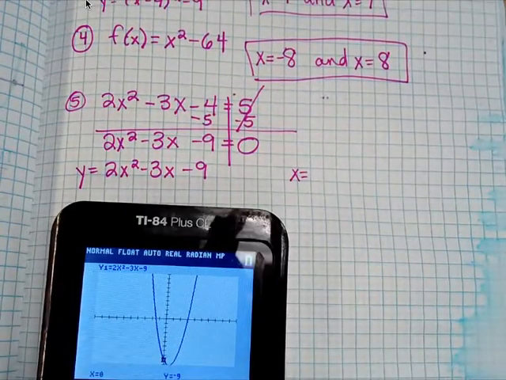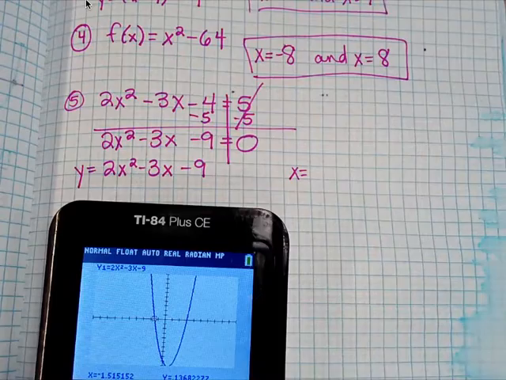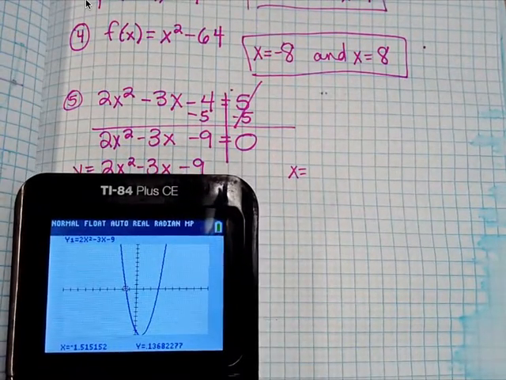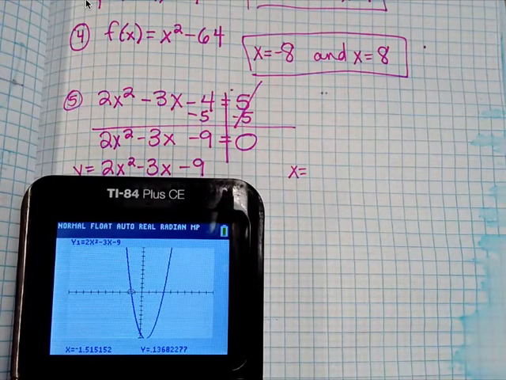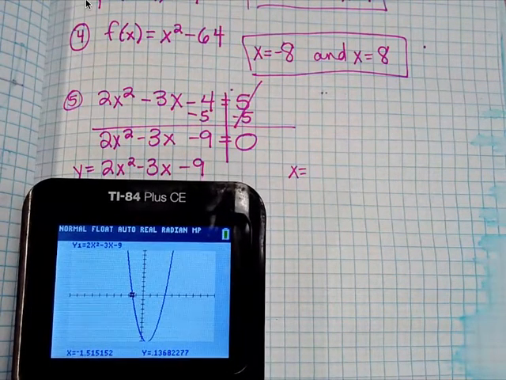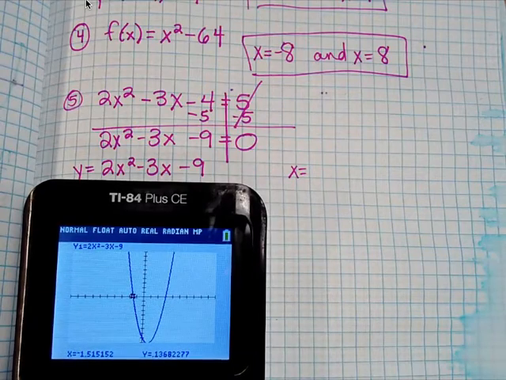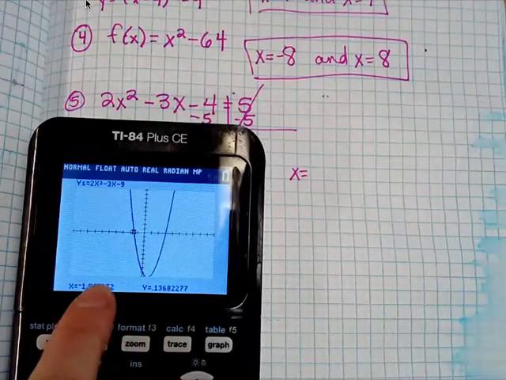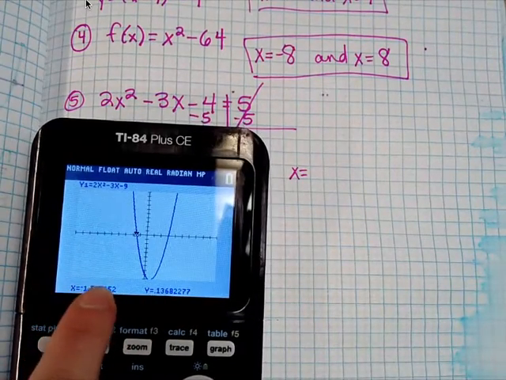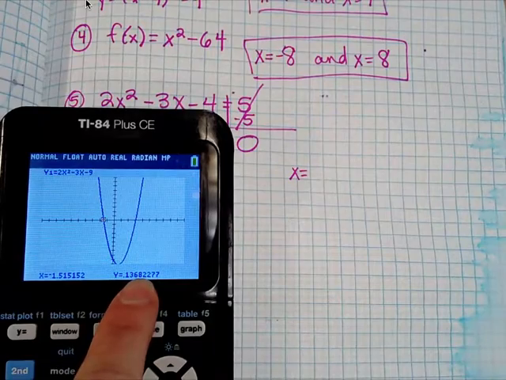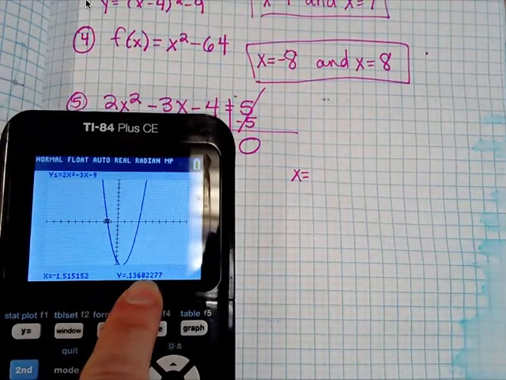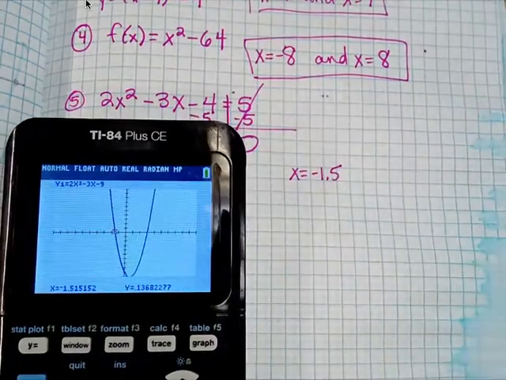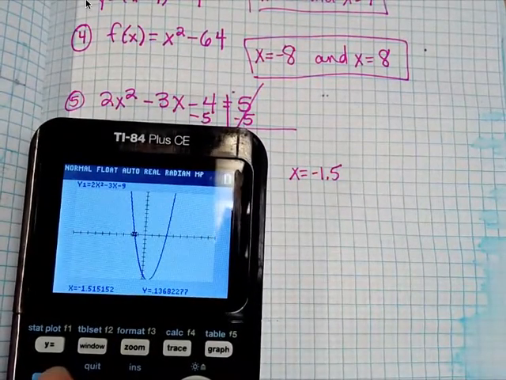Let's see, hit trace. If you hit trace, you can follow it along. And where do you think it crosses on the negative side? -1.5? Yeah. And whenever I hit trace, look at whenever I did that, I get -1.515152. And then the y is 0.136, which would round to 0. So -1.5. We can check that by using the second trace.